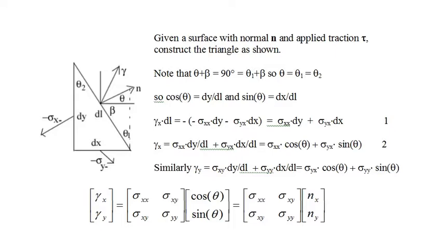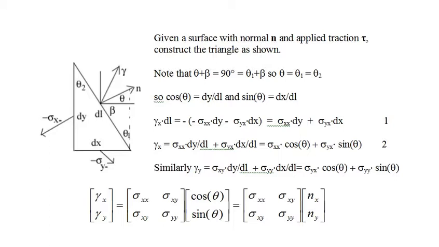Now we want to show that the sigmas form a tensor that maps the unit vector normal to an arbitrary surface centered at x y to the stress vector for that surface. The diagram shows an arbitrary surface dl with its normal n and stress vector gamma. Note that the angles theta, theta 1, and theta 2 are equal, and that the components of n, the normal vector, are cosine theta and sine theta. And from the large triangle, cosine theta equals dy over dl, and sine theta equals dx over dl.